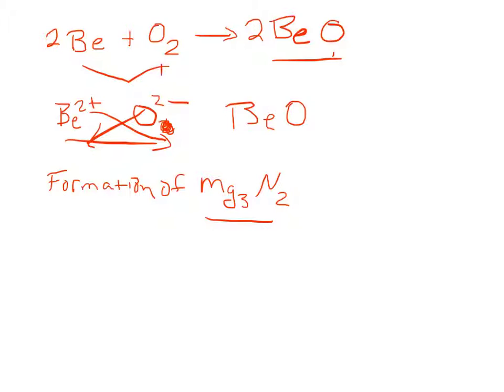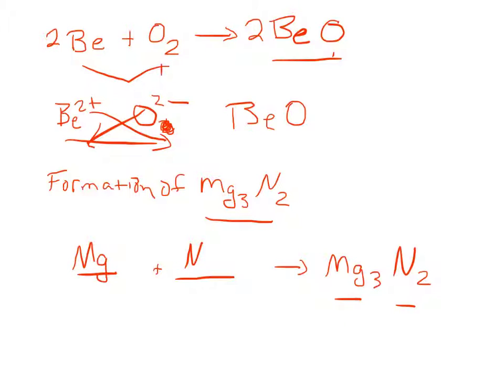It says formation of magnesium nitride. So what we're saying is we want something plus something gives me Mg3N2. Well, there's only 2 things, so it's going to have to be magnesium and nitrogen, and we just have to make sure that we get it in the right form. Remember, nitrogen is a diatomic, so it's going to be that way. Magnesium is just an element that's monatomic, so we don't have that.